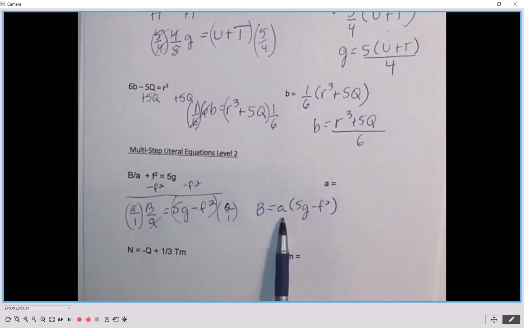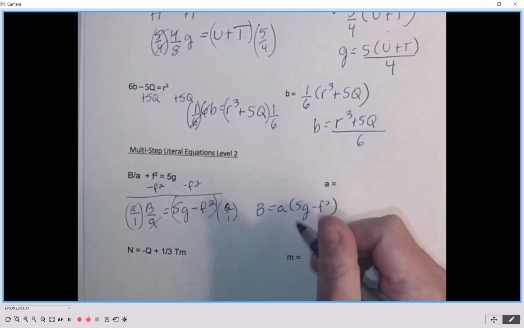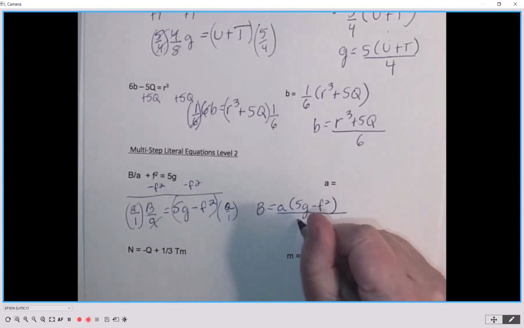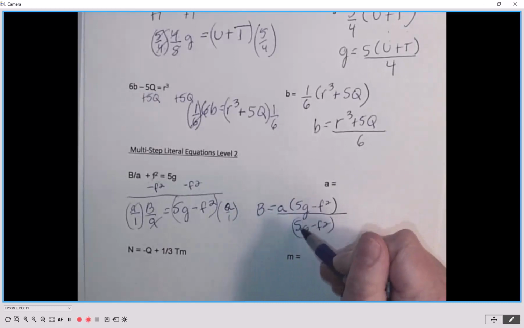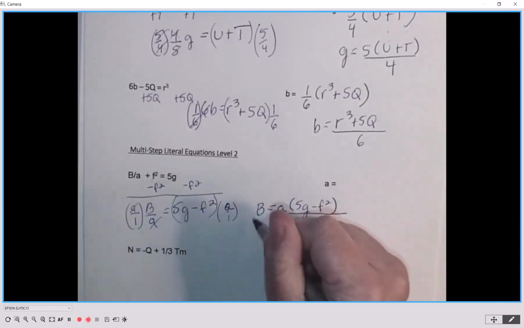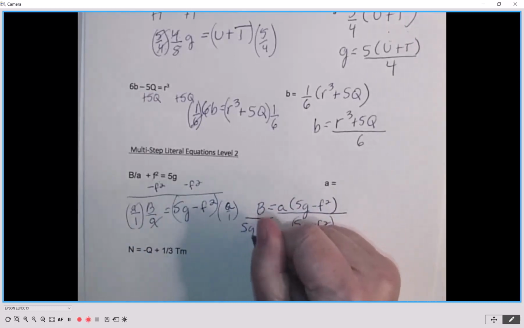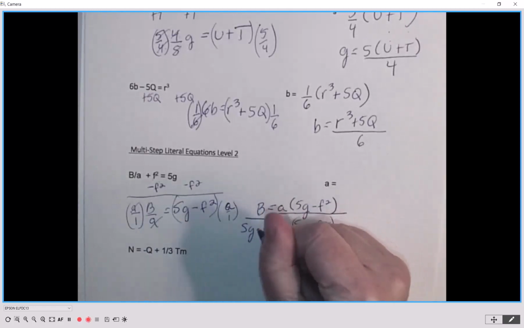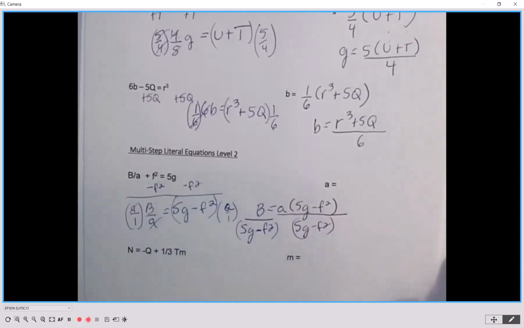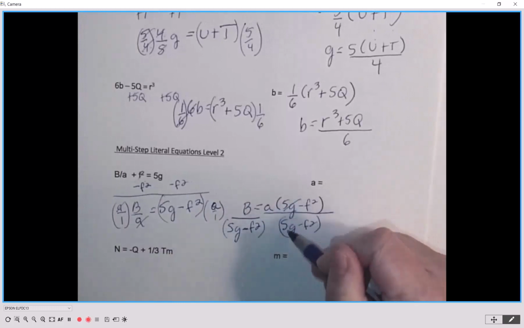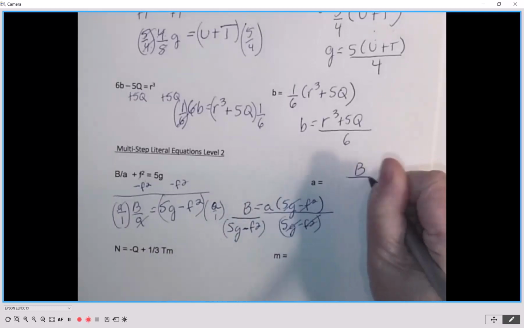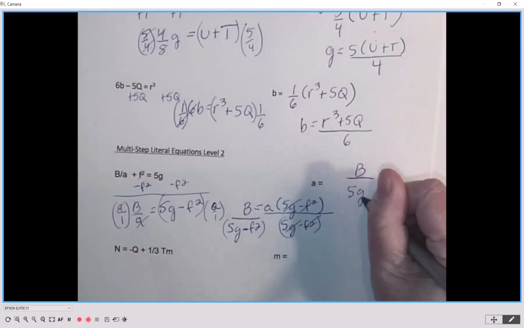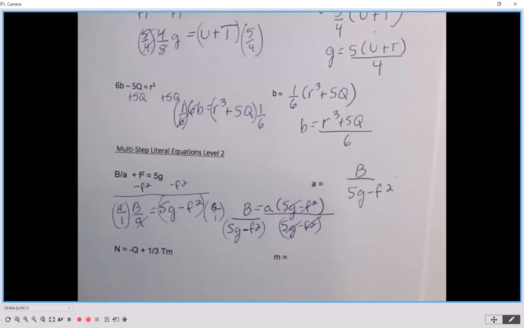But I want a by itself. So this is junk over here now, right? I need to get rid of it. So I'm going to divide it by 5g minus f squared. If I do that and I'm dividing, it'll all cancel each other. And so I need to do the same operation on this other side. So you can see these cancel out, and this is what a is equal to. B over 5g minus f squared.